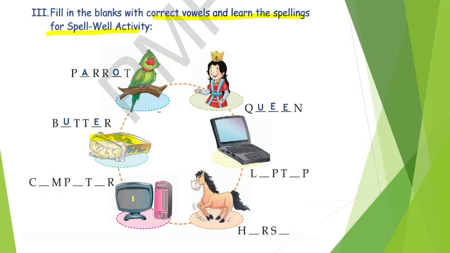Then this is a picture of a computer. So the computer's spelling is C-O-M-P-U-T-E-R, computer. And here we have a laptop, and the spelling for laptop can be L-A-P-T-O-P, laptop. Alright? And this is a picture of a horse. So the spelling can be H-O-R-S-E, horse. Alright? Now let's move on to the next exercise.